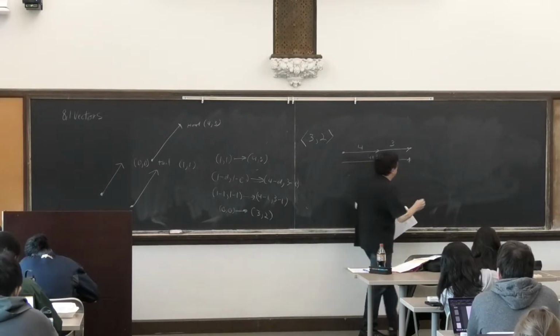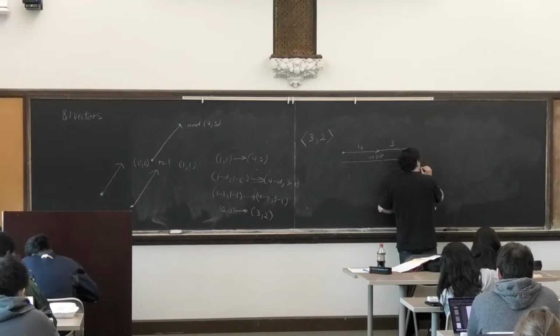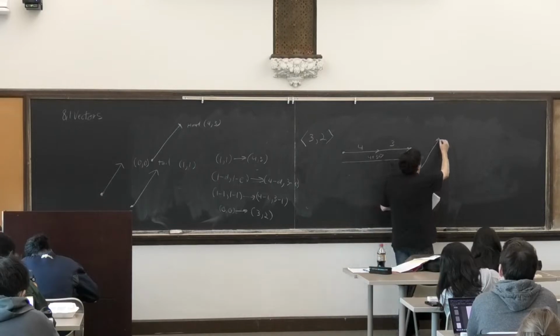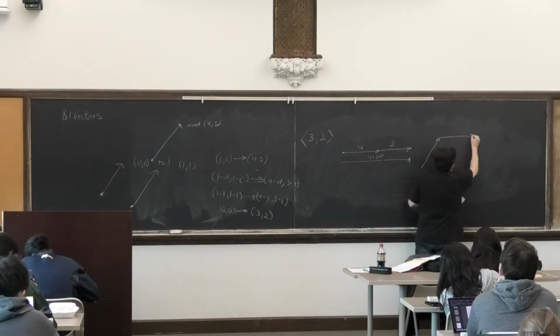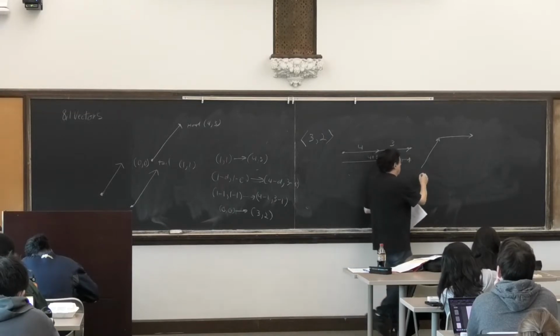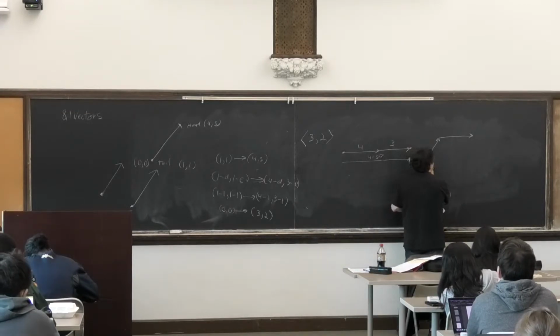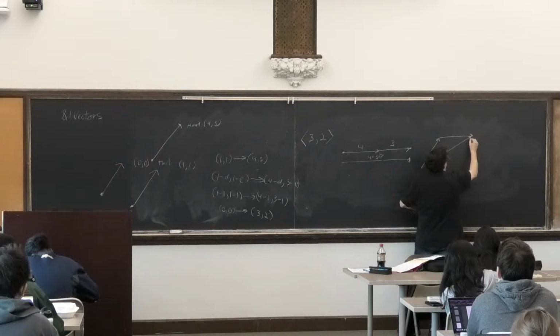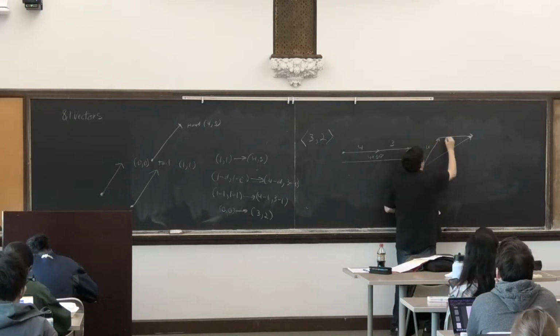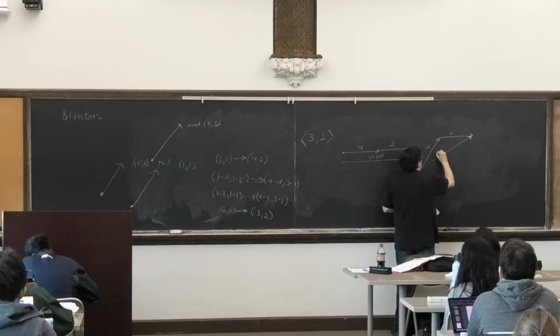On the other hand, if I had a vector where I'm going in some direction in two dimensions, and then I go in a different direction, well, I end up in a new location. Let's call these u and v. So I end up at u plus v.